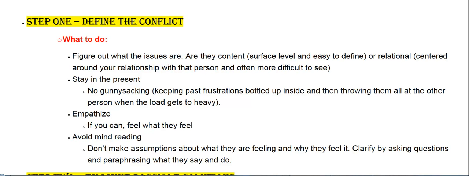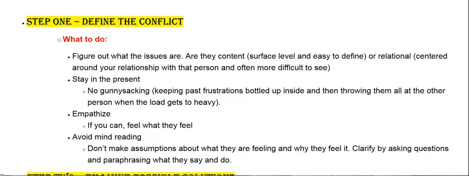You want to look at whether they are content issues or relational issues. And what I mean by that is if you have a content issue, it is something that deals with very obvious basics. They're surface level, they're easy to define. I need money to repair my car. The conflict is that I don't have the money to repair my car. It's very surface level. It's very easy to define.